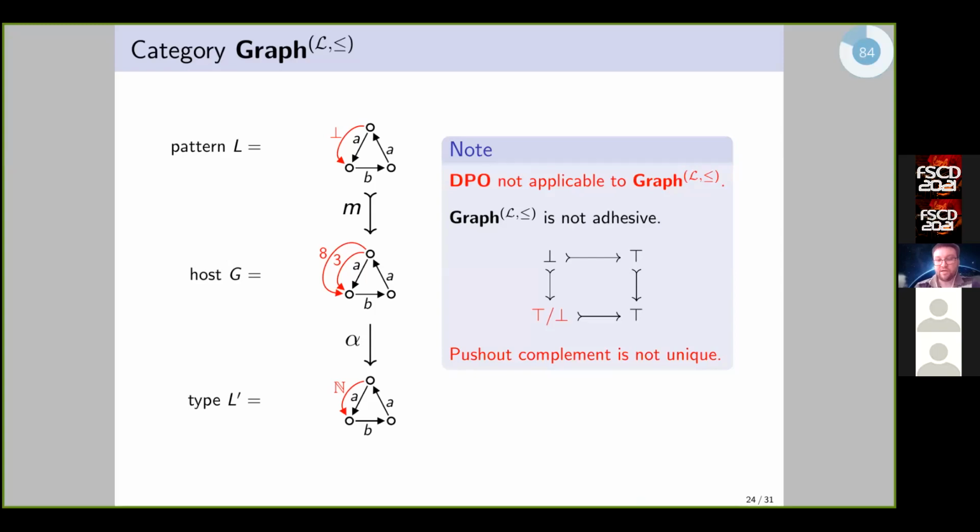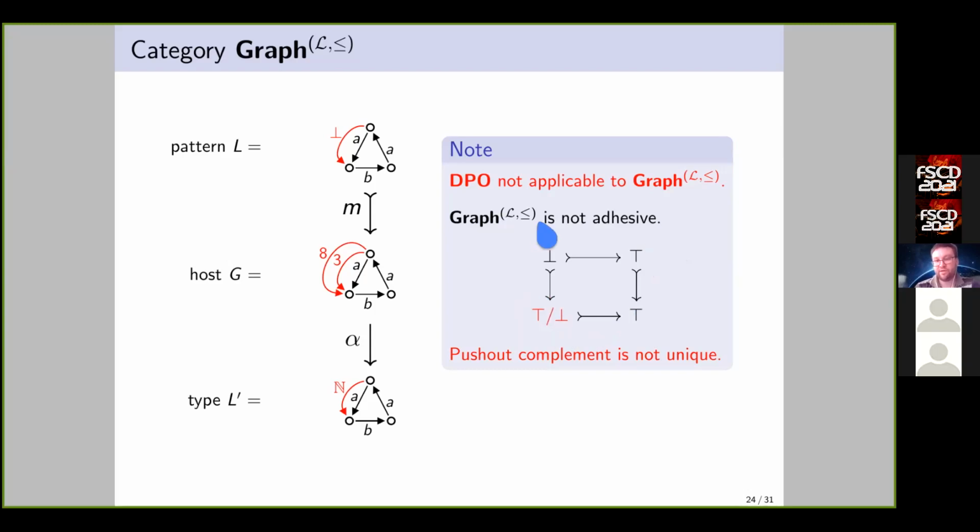So let's have a look at some examples. But before looking at it, I want to mention that this category of graphs with less-or-equal labels does not work with the standard approach, DPO, the standard graph rewriting approach, because the category is not adhesive. And we've already talked about the problem: the pushout complements are not unique. If we have this pushout square, I can put here a top, the supremum of top and top is top, but I can also put here a bottom, and the supremum of top and bottom is top. So the pushout complement is not unique.